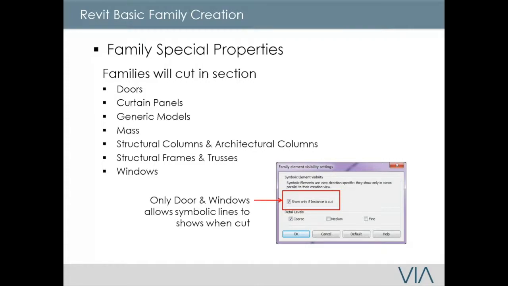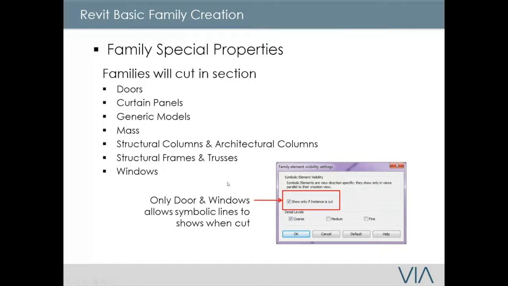Now, sometimes you do run into special properties for the families. Just something to watch out for. So if you run into families that you want to cut, let's say you want to show the properties of it, these are basically the families that you can cut through and see. So if you run into this, it means that it will cut. Anything else just shows as elevations. Okay, that's basically what it is.